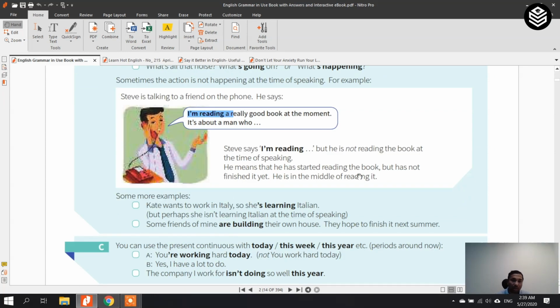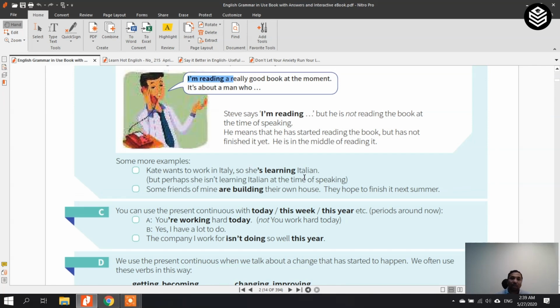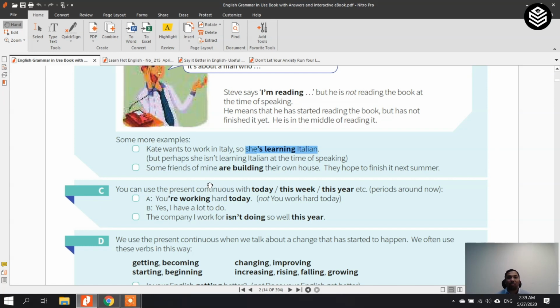And Steve says, I'm reading. Okay. Then they have given more examples. For example, Kate wants to work in Italy. Okay, so she is learning Italian. Why is this an exception? She already started learning Italian. She is attending class to learn Italian, but maybe at the time of speaking she is not learning, but still you can use the present continuous. Okay. The second example, some friends of mine are building their own house. Are building, it's present continuous form.